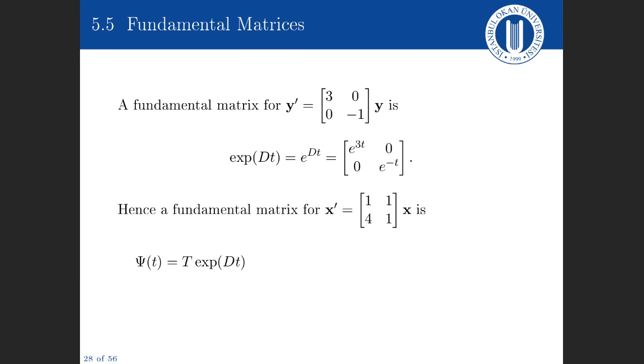As soon as we know a fundamental matrix for the y equation, we can write down a fundamental matrix for the x equation. All we're going to do is take our exponential function of Dt, and multiply on the left by T. It's going to be [[1, 1], [2, minus 2]], multiplied by [[e to the power 3t, 0], [0, e to the power minus t]], or this function. And this is exactly the same as we got before.